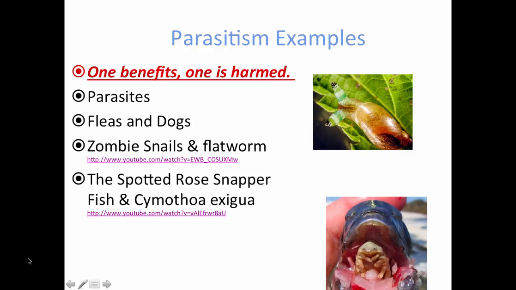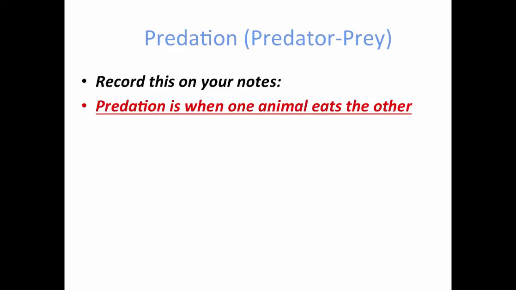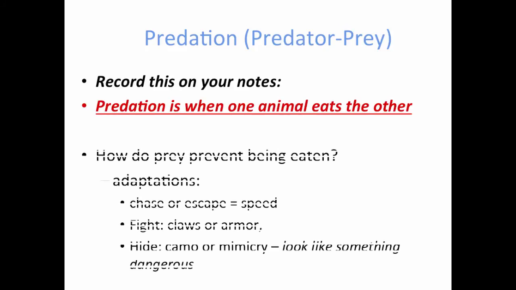Okay, so I just wanted you to see a couple of those videos of the parasites because we are going to go into parasitism in a lot more detail. Okay, so let's talk about the last one, which is predation. Predation is pretty much the relationship between a predator and its prey. Predation is when one animal eats another animal, and this is something that we see all the time.